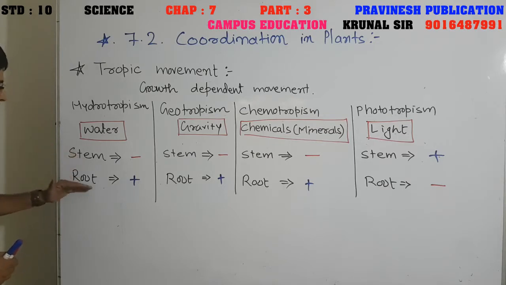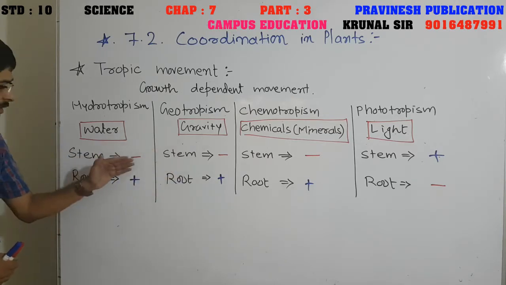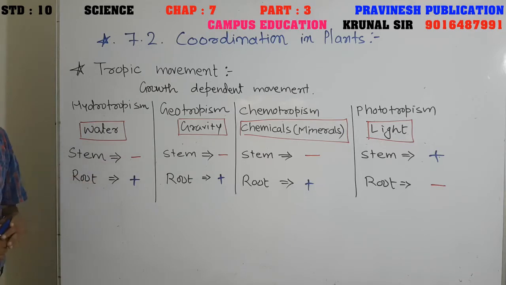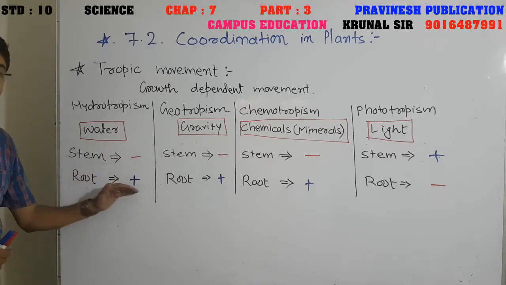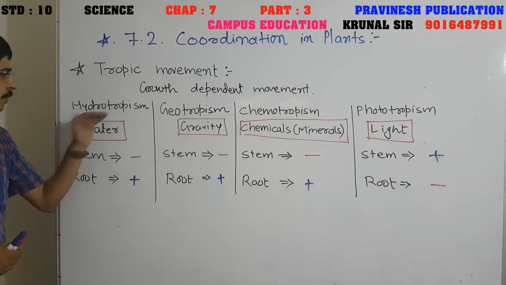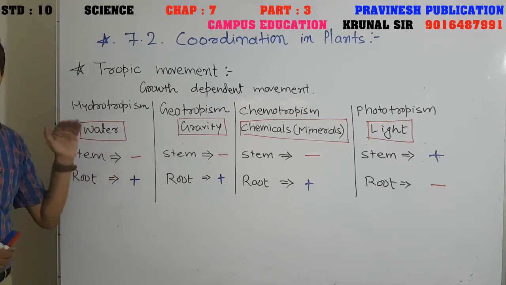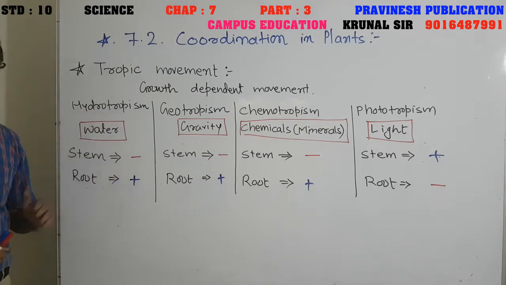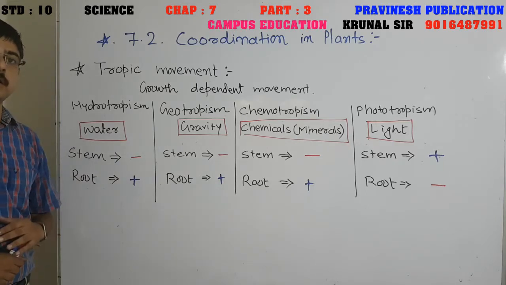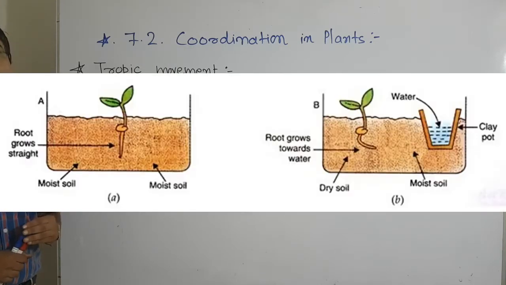Here I have written stem and root in each and every topic with some sign. So what does that sign mean? Here the root will move towards the water, so that is positive hydrotropism, and the stem moves away from the water, so that is negative hydrotropism. And that you can see on your screen. In hydrotropism, the root moves towards the water, so that is positive hydrotropism shown by the roots, and the stem will move away from the water, so that is negative hydrotropism shown by the stem.